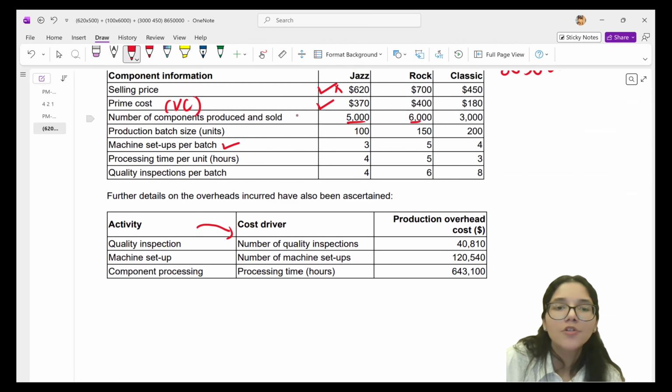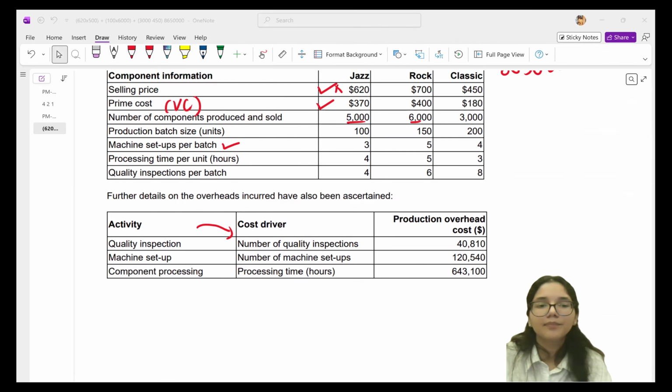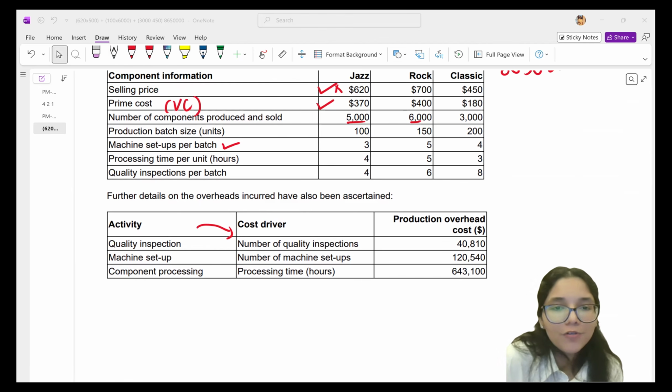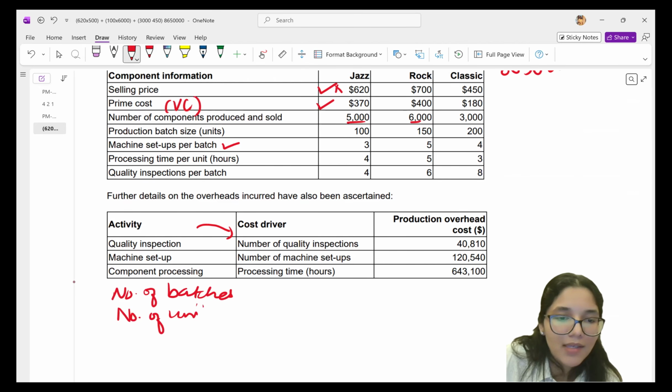per batch terms. So to find out number of batches, can anyone tell me what will I have to do to find out the number of batches that will be needed? And first, we will do 5,000 divided by 100 into 3. Yes, absolutely. So firstly, if I want to find out only the number of batches, then I will do this working. What is the working? I will take the total number of units which I am making and I will divide that with the batch size.